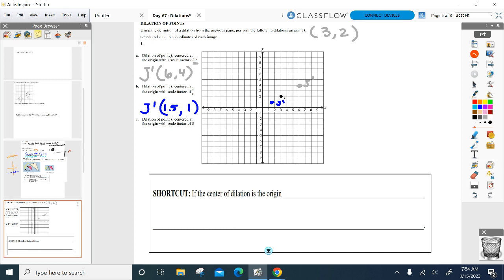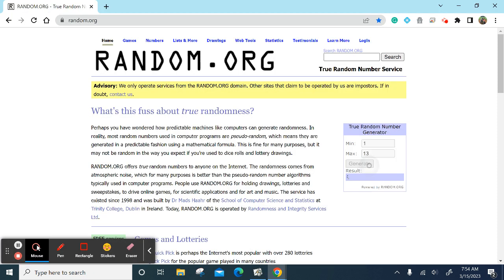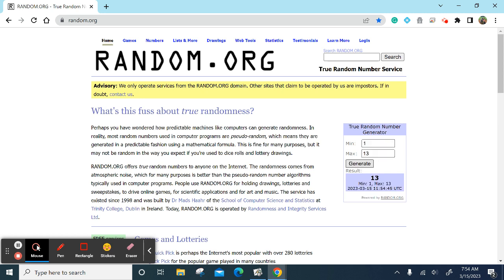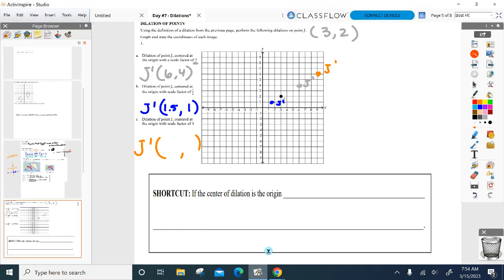And last one. Let's dilate it by 3 now. Scale factor of 3. Further away from the origin or closer? Further away. But now we're going to do it 3 times. So everyone ready? Up 2 over 3. There's 1. Up 2 over 3. There's 2. One more time. Ready? One more time. Up 2 over 1, 2, 3. There it is. And that point will be, if I dilate by 3, (9, 6). Yep.